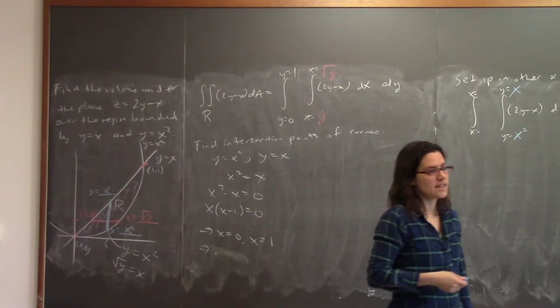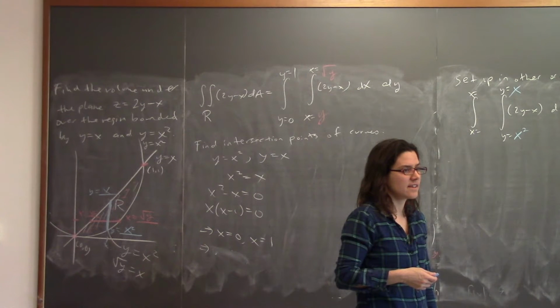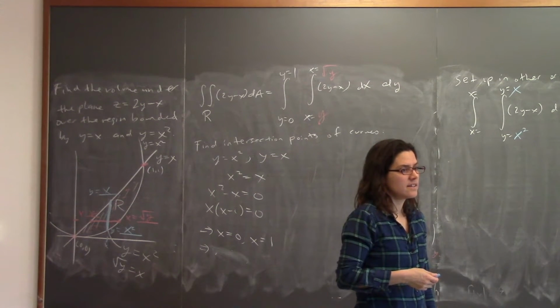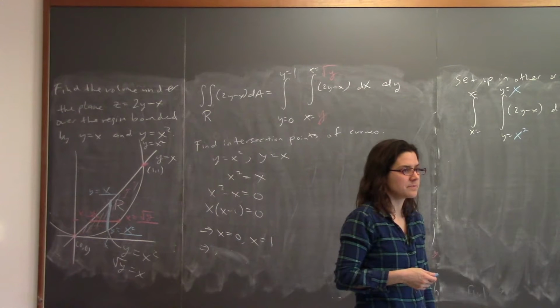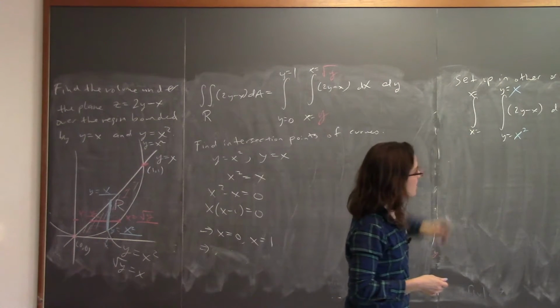Draw a picture. If the function is way too complicated to draw and figure out which one's the upper bound and which one's the lower bound, you might switch the limits of integration, and you just get the opposite signed volume? That's right. If you switch them, you get the opposite signed volume.